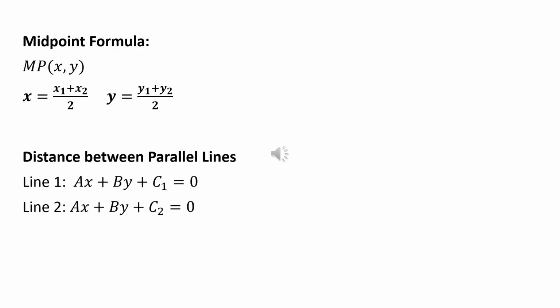We also have the distance between parallel lines, wherein line 1 is represented by ax + by + c1 = 0. On the other hand, we have equation 2, which we call line 2, and we read it as ax + by + c2 = 0. To calculate the distance between parallel lines, we have this formula: d = (c1 - c2)/(±√(a² + b²)).